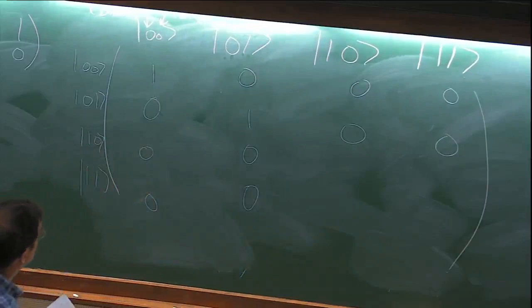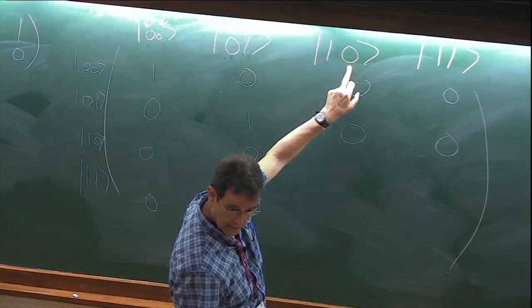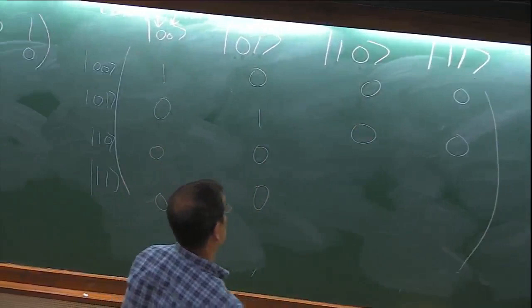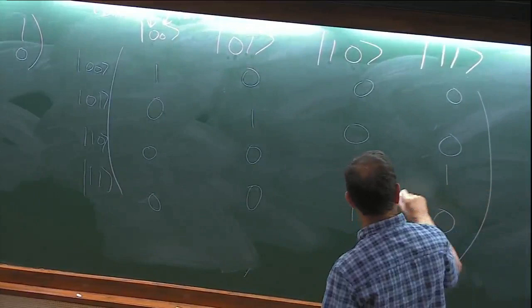But now, for 1, 0, and 1, 1, the first of these is the control bit, and it's 1. So that says I have to flip the target bit. So 0 will become 1, and 1 will become 0. So we get off-diagonal entries here and here, showing that I've flipped the target bit when the control bit is 1. So these are the off-diagonal ones.